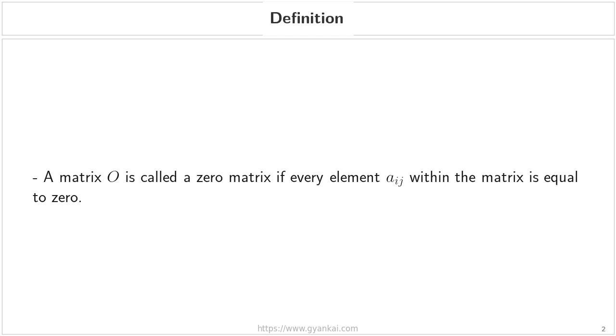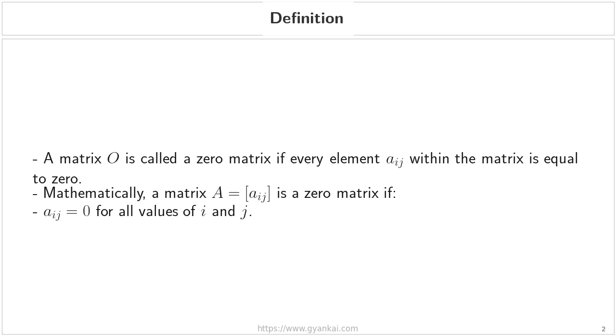Definition. First, we can state that a matrix O is called a zero matrix if every single element, denoted as a sub ij, within the matrix is equal to zero. To express this more mathematically, a matrix A, composed of elements a sub ij, is defined as a zero matrix if a sub ij equals zero for all possible values of i and j.